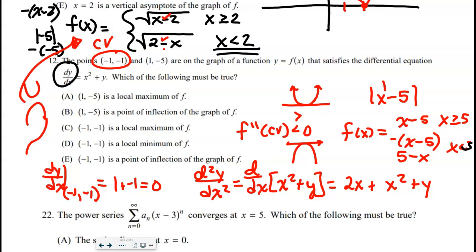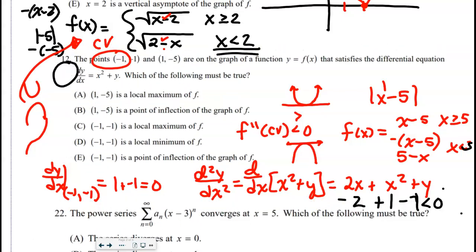So we're doing this at what? -1, so that'd be a -2 plus 1 minus 1. It's going to be less than 0, which means I'm concave down at that critical value. So I have a local maximum for sure, correct? And I also know it won't have a point of inflection because the second derivative has to equal 0, and right here it did not.